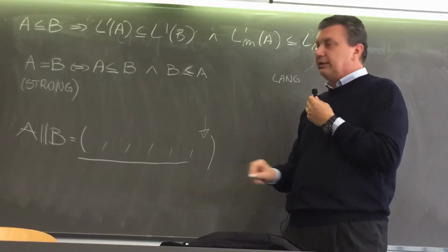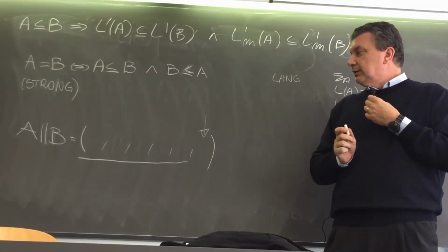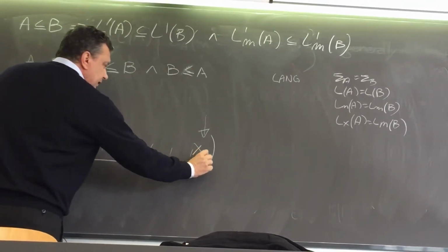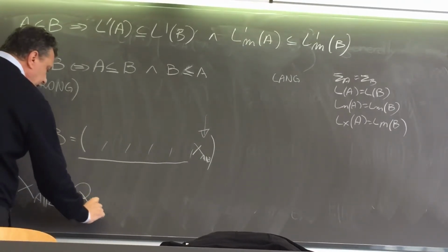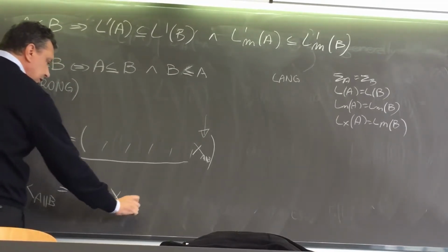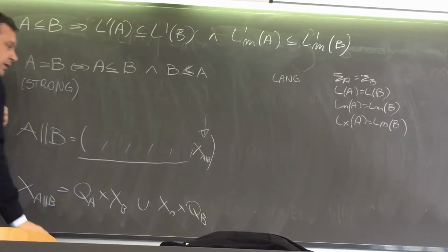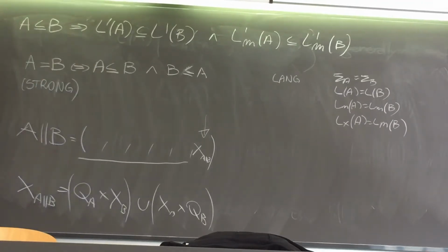So the only novelty, again, is what to do with the last element. And it's slightly more complicated, but not much. The forbidden state set here, of A synchronous B, is composed as Q_A Cartesian X_B union X_A Cartesian Q_B. You may put brackets if you want, not necessarily. And again, the formula is long, but actually the meaning is straightforward.